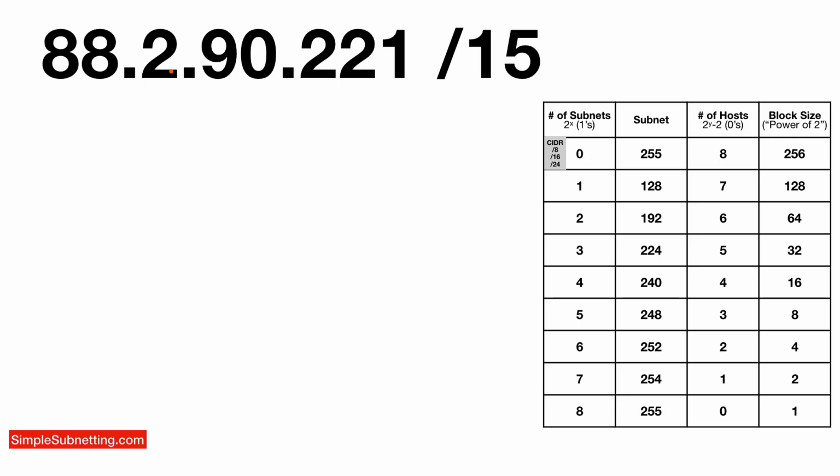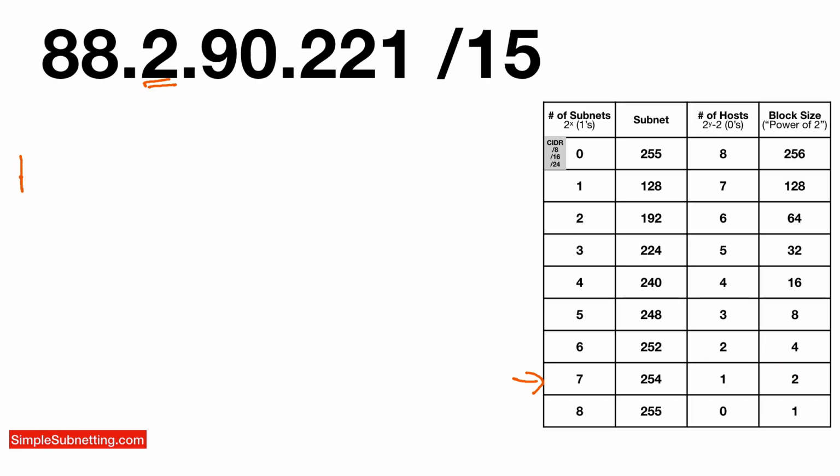Okay, so first we got to find the interesting octet. So 8, 16, 24. So this one, because 16 is too much. Next, we need to find the row. So we start counting from the default. So 8, 9, 10, 11, 12, 13, 14, 15. That's the interesting octet, and this is a block size.